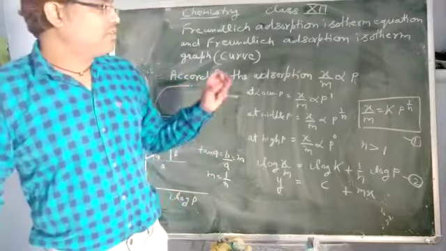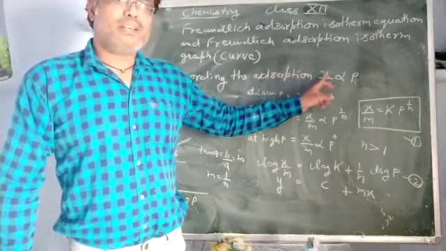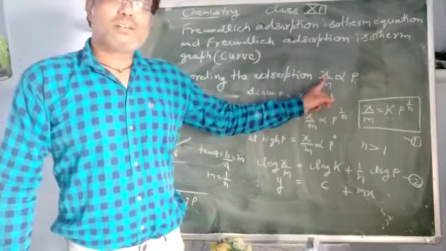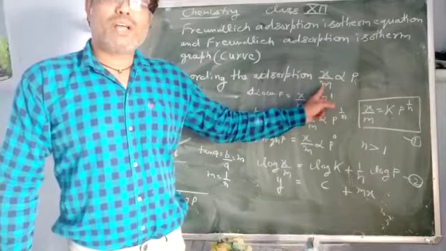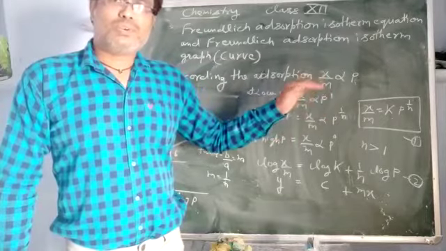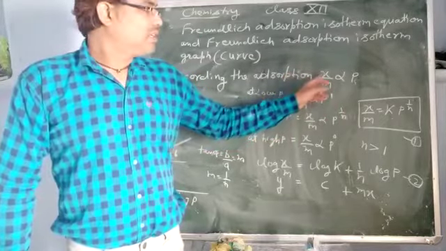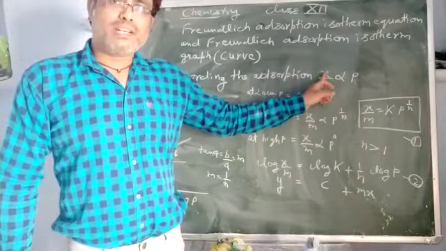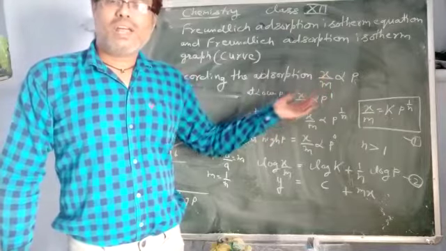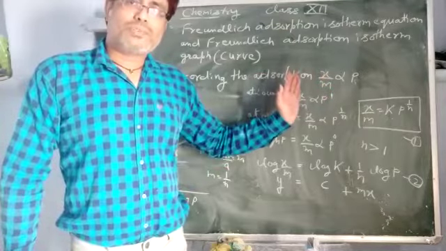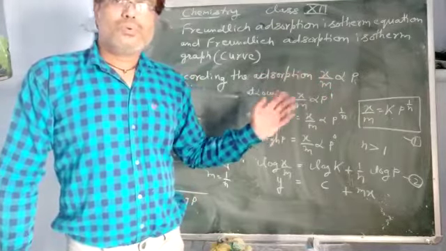Now, what is the meaning of X and M? Here X is the mass of adsorbate and M is the mass of adsorbent. So the ratio of these masses, mass of adsorbate divided by mass of adsorbent, is called the rate of adsorption. And it is proportional to what? It is proportional to pressure.